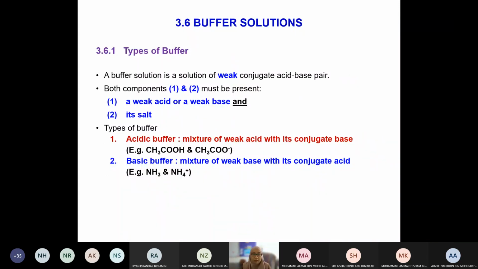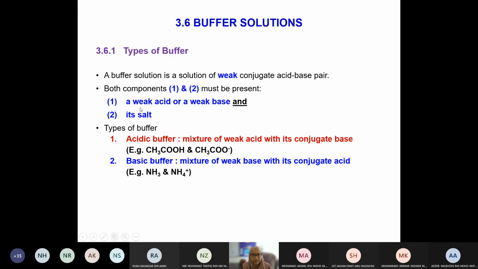we have to know the definition of buffer. So what is a buffer? A buffer solution is a solution of a weak conjugate acid-base pair. That means it has the weak acid or weak base and also the conjugate. That means in the buffer we have to have two components that are compulsory. These two components must be present.